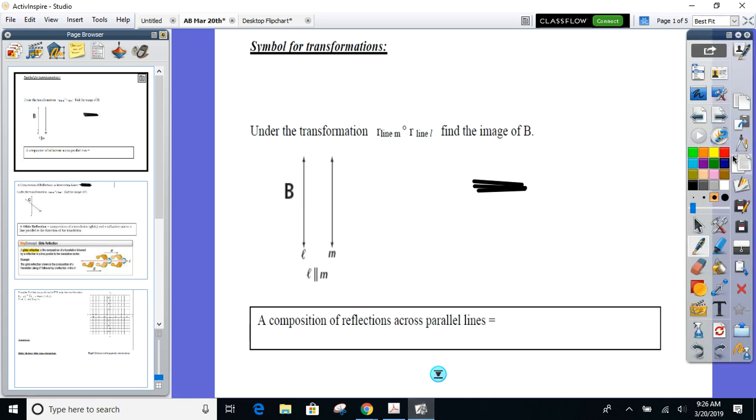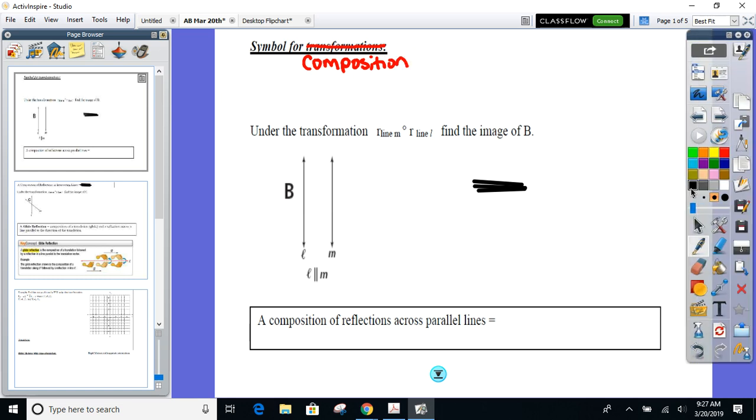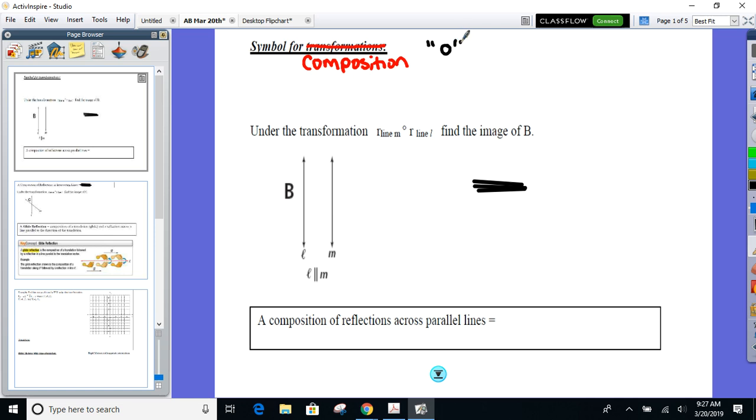All right, I need you to change. It's a symbol for transformations. Cross out the word transformations for me. Replace it with the word composition. Symbol for composition. You're going to start seeing this symbol a lot today, and it looks like a little degree symbol. You can see some of it already throughout the rest of your notes today.